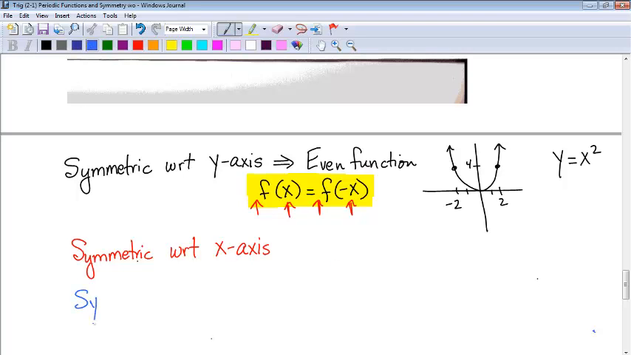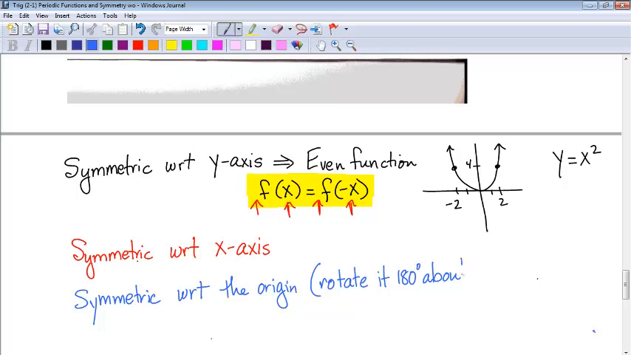Symmetric with respect to the origin. And that's the one that you can rotate. So you might want to rotate it 180 degrees about the origin and get the same graph.